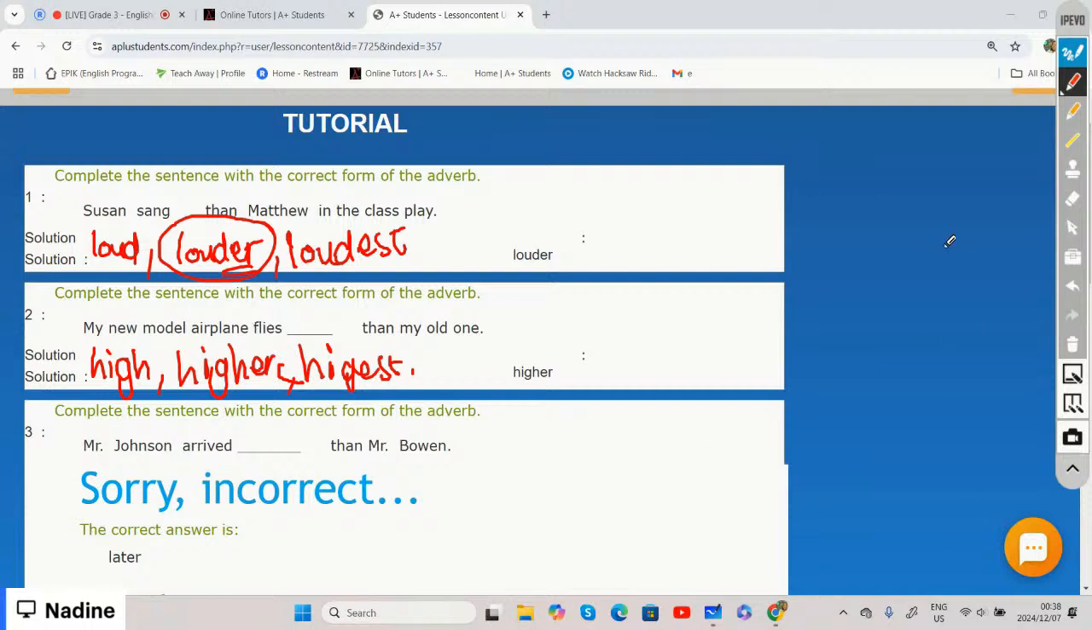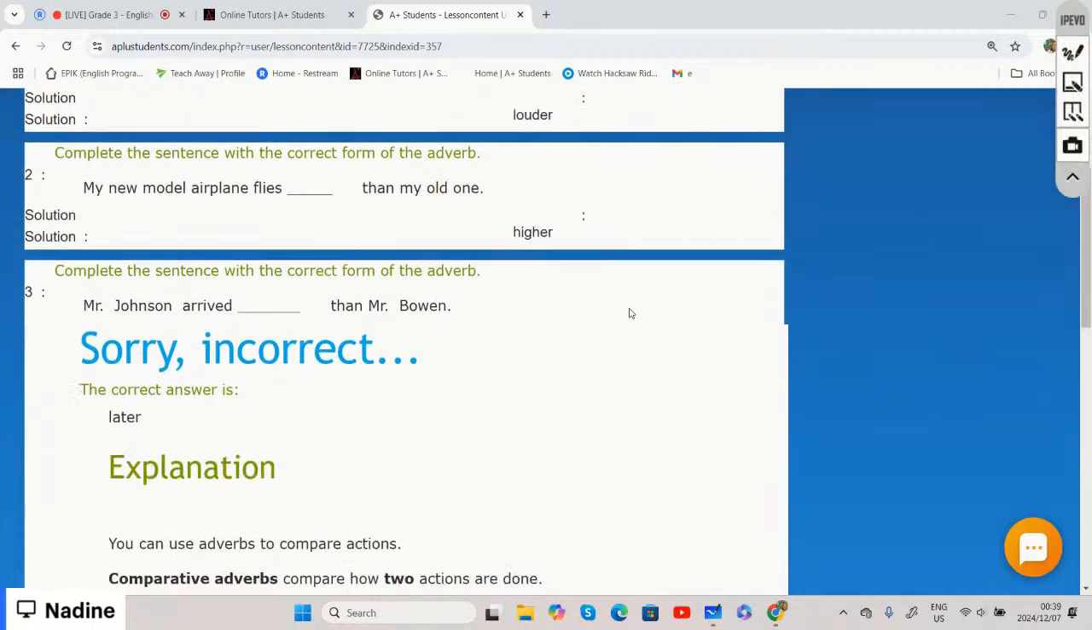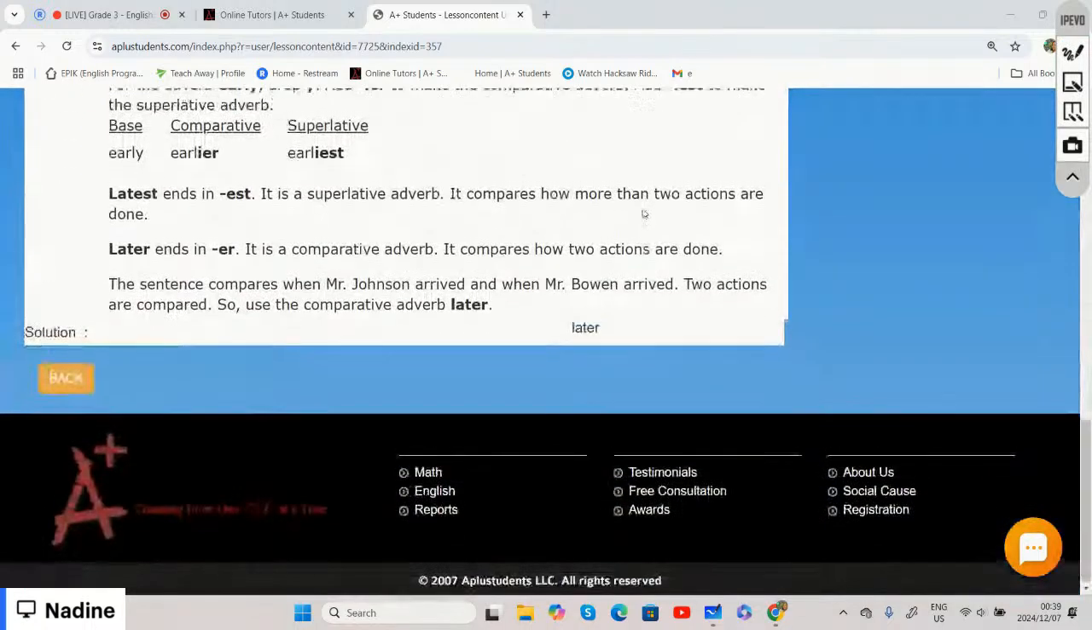All right. And here where it says that my new model airplane flies, does it fly high than the old one, higher than the old one, or highest than the old one? And we can then say that my model airplane flies higher than my old one.